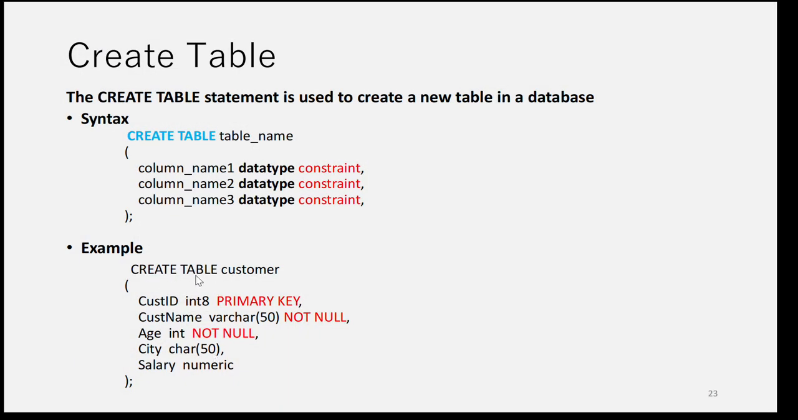Similarly, I'll give another example here. Create a table named customer. So what does the customer have? It can have customer ID, customer name, age of the customer, the city, and then the salary. Customer ID should be an int of 8. Int 8 means like int 16, int 32; it is just an int of 8 bits. Customer ID is a primary key, so it is uniquely identified. Customer name cannot be null. Age also cannot be null. City is characters, where 50 spaces will be given. Salary is a numeric value.